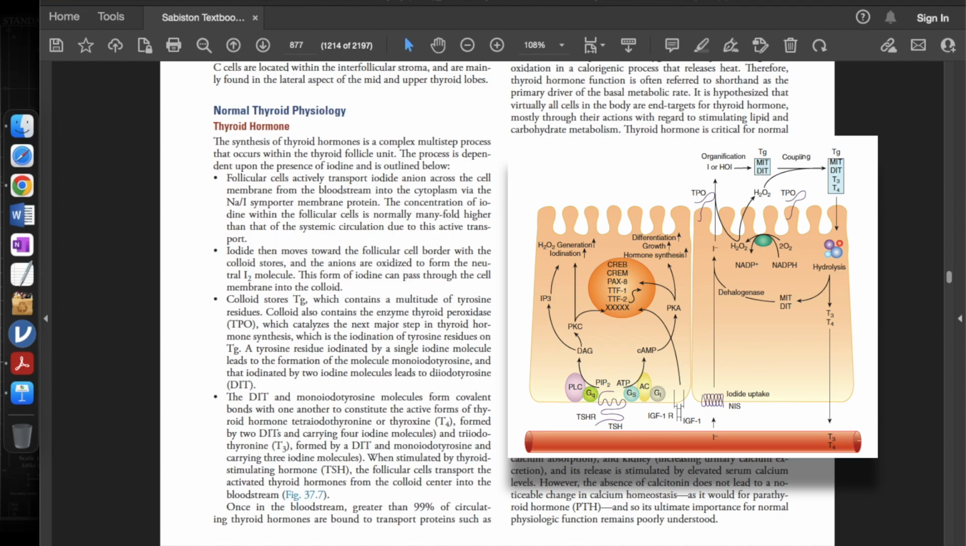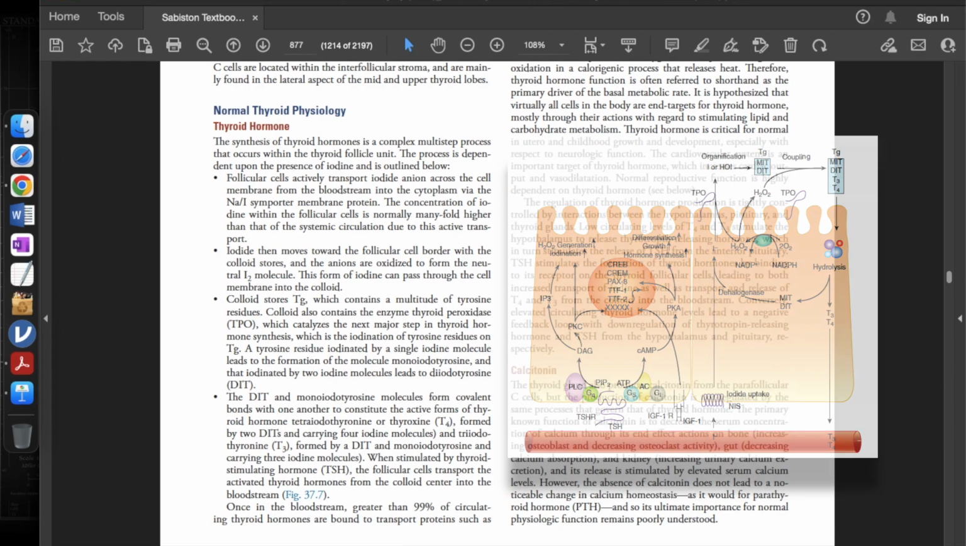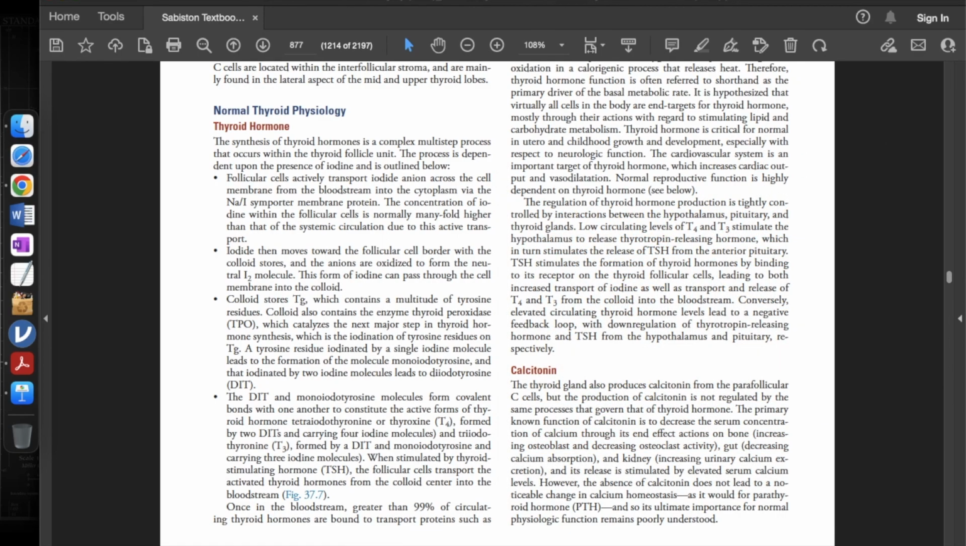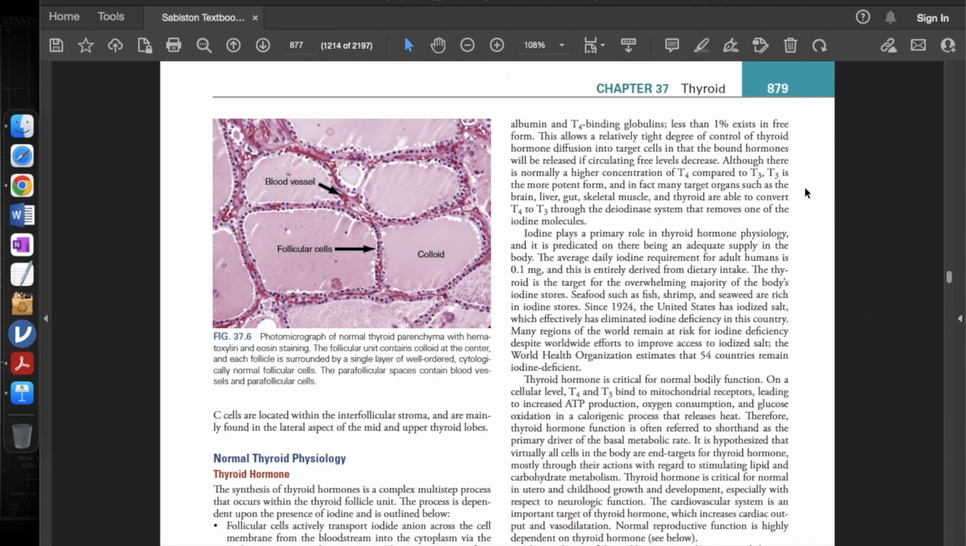When stimulated by thyroid stimulating hormone, TSH, the follicular cells transport the active thyroid hormones from the colloid center into the bloodstream. Once in the bloodstream, greater than 99% of circulating thyroid hormones are bound to transport proteins such as albumin and T4 binding globulins. Less than 1% exists in free form. This allows a relatively tight degree of control of thyroid hormone diffusion into target cells, in that the bound hormones will be released if circulating free levels decrease.